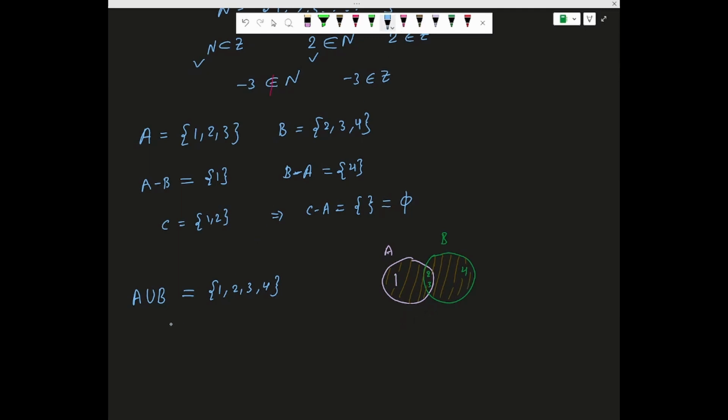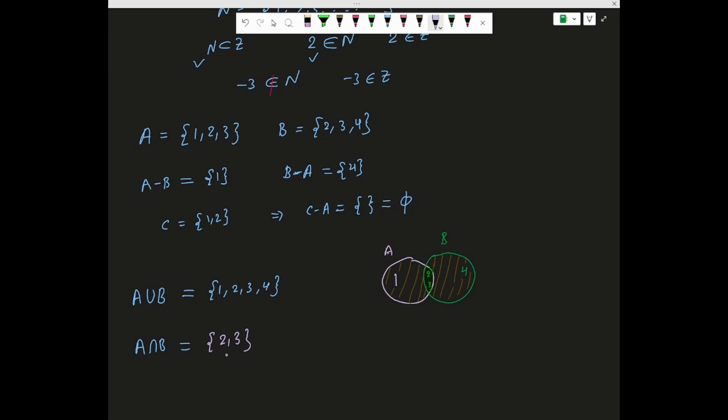Now let's think of intersection. A intersection B. What do you think? Intersection means this common section only. You can find this common section has 2 and 3 in it. So it's going to be 2, 3. This is the only common part, so it is A intersection B.